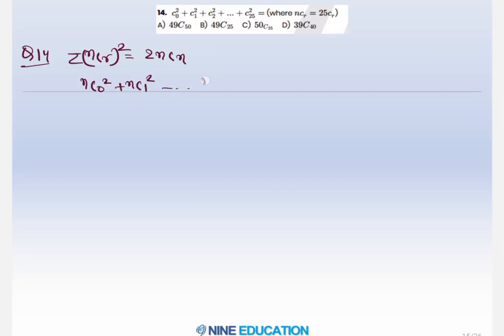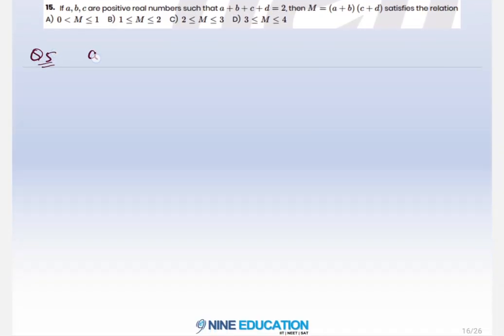Question number 14. Okay, it's a direct question. We know summation of NC R square is equal to 2n Cn. So directly NC naught square plus NC1 square, so on, NCn square equal to 2n Cn. Given n is 25, so answer will be 50C25, option C.